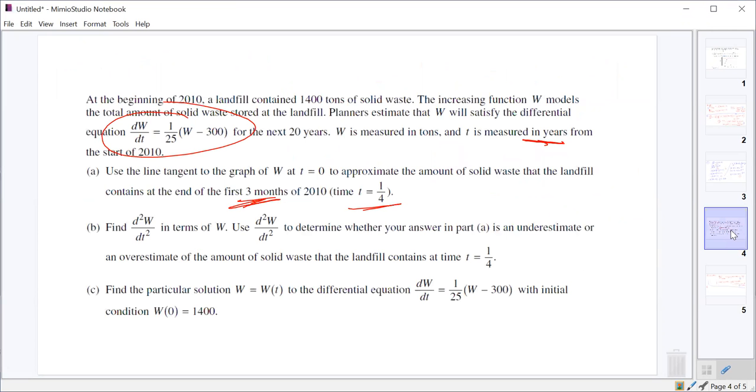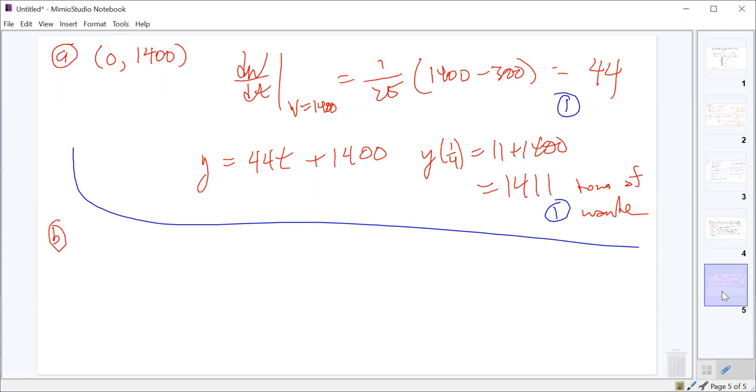All right, part B, another one of these second derivative ones. So we're going to find our second derivative first, and then we'll talk about what to do after that. So the second derivative should be the derivative of our first derivative. That had a constant out in front of 1/25. And then we're taking the derivative of w minus 300 with respect to t.